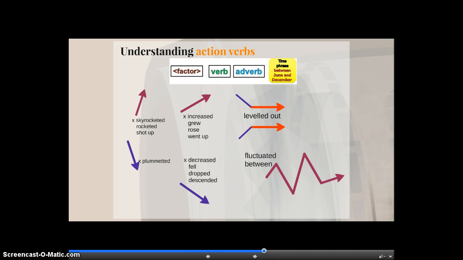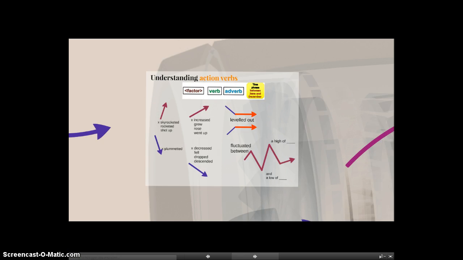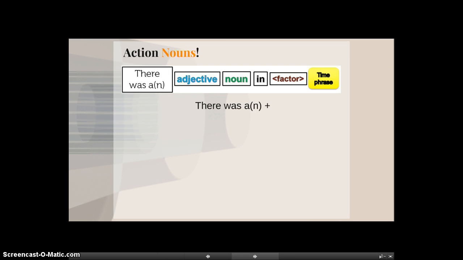Now I want you to remember fluctuated and the preposition between. Fluctuated between a high of something and a low of something. This is referring to the y-axis. Okay, we've looked at action verbs for real subject sentences. Let's take a look at the action nouns for our existential sentences.